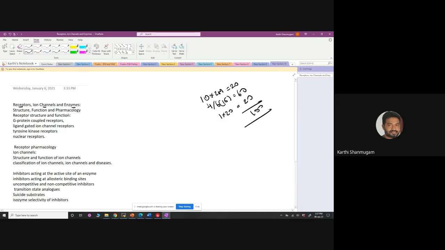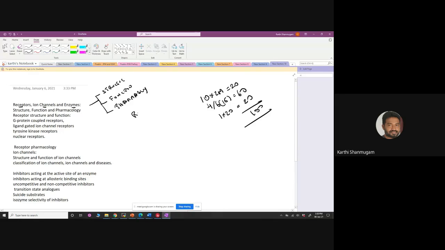First, you have to prepare in three aspects. The first one is the structural aspect. Secondly, you have to prepare the functional aspect, and third is the pharmacology aspect. These are the three aspects in which you have to prepare for this unit, right? So three things you have to prepare.